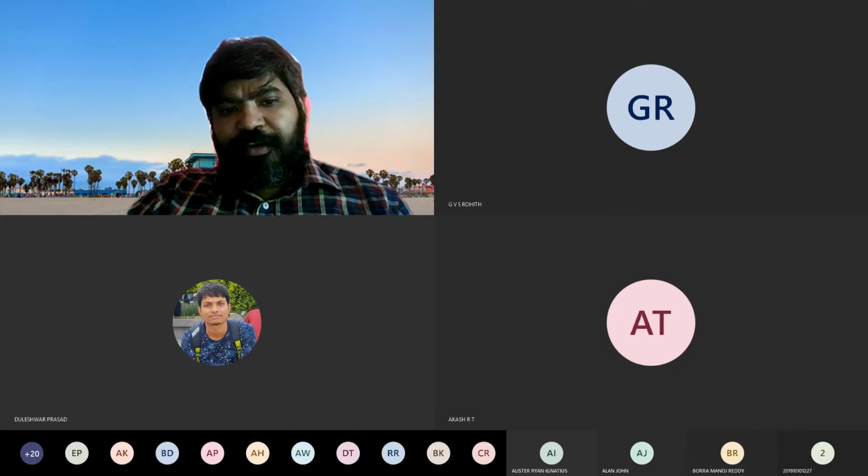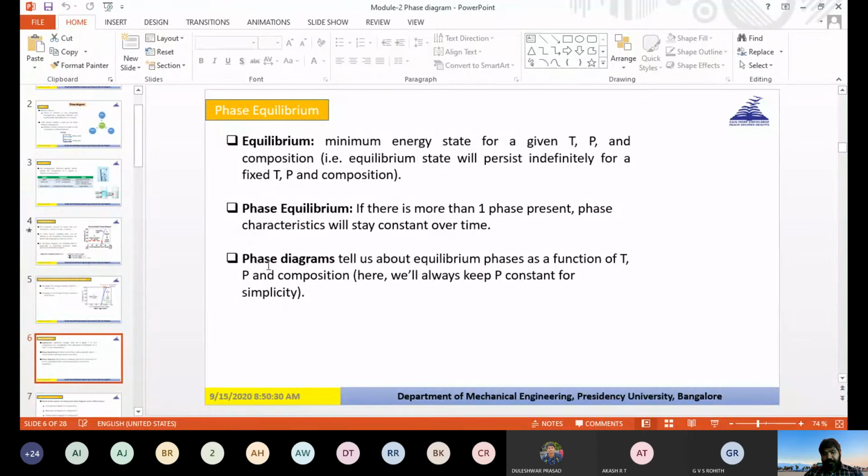Now we will come to define the phase diagram. So what is this phase diagram? The phase diagram tells us about equilibrium phases. Mind you, a phase diagram is going to tell us about the equilibrium phases that are present in a system as a function of temperature, pressure and composition. Here we will always keep pressure constant, because all the experiments that we do are at a constant pressure. So that's why we always keep pressure as a constant.